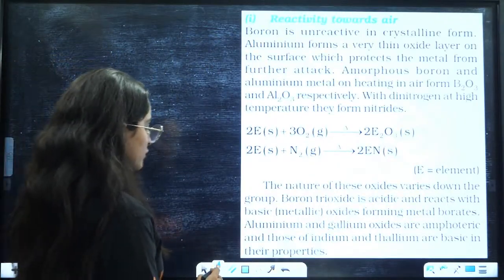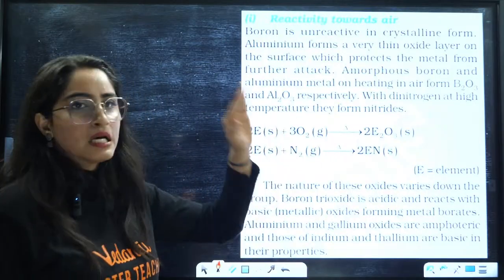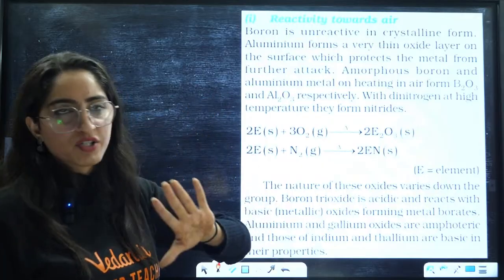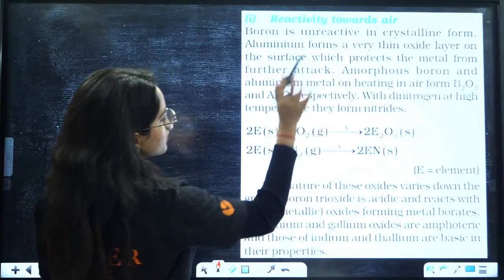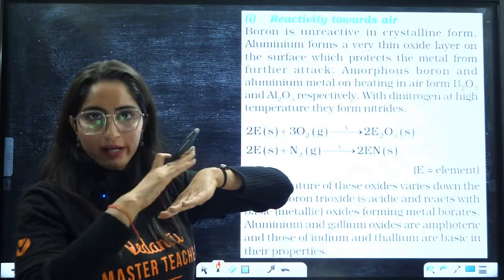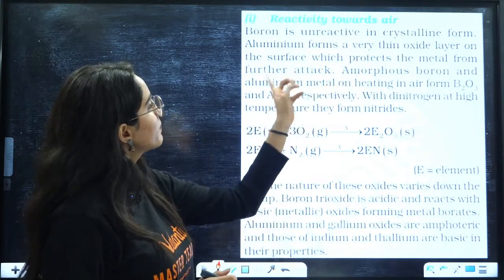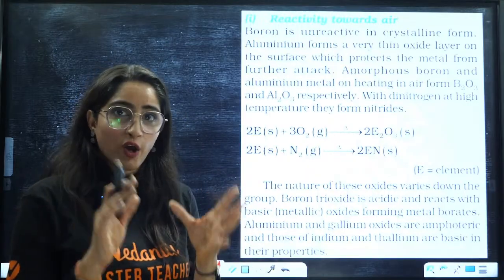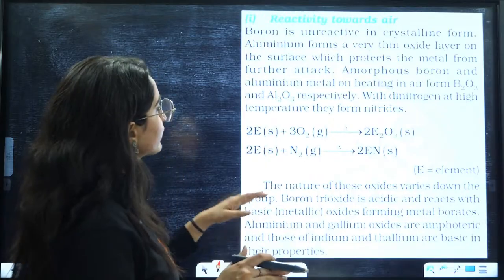Next are the reactions. Now we are going to talk about the general reactions here. Just go through the reactions once, but you don't need to go into that much detail, right? So here, first thing is boron is unreactive in crystalline form. Aluminium forms a very thin oxide layer on itself, on the surface of which protects the metal from further attack. That is why aluminium will stay in your house for a longer time. Why? Because it already has an oxide layer on it.